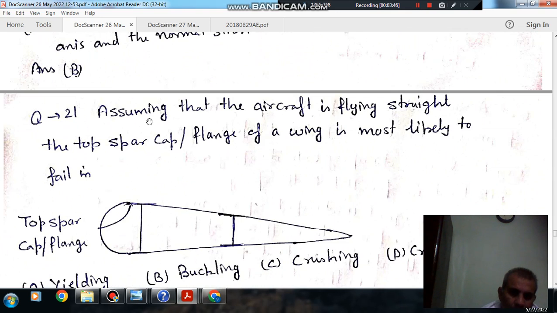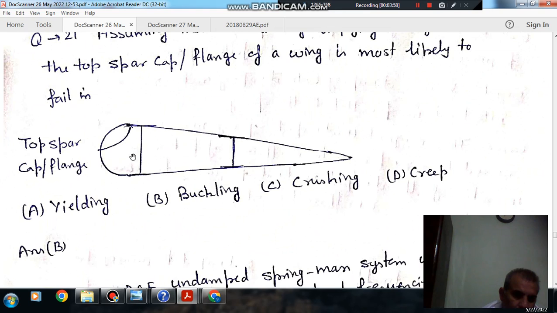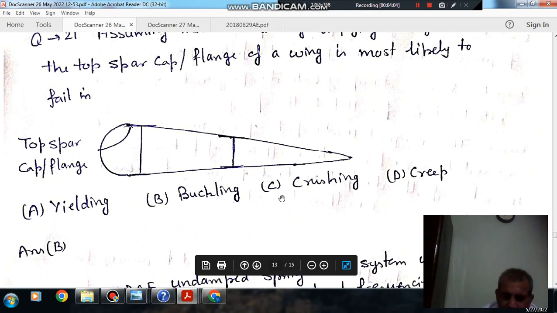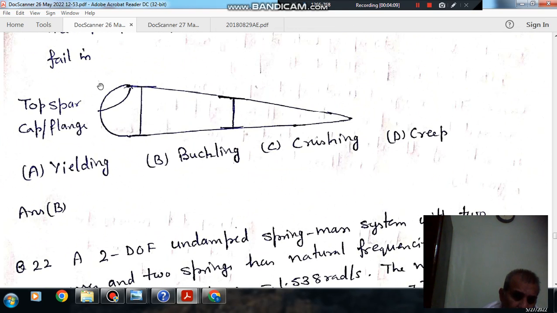Next, assuming that the aircraft is flying straight, the top skin or top flange of a wing is most likely to fail in which mode? This is the top skin flange. Option A, yielding. Option B, buckling. Option C, crushing. Option D, creep. So the air load is coming like this, so it is likely to fail in buckling. This is a longitudinal section of the top skin. Air load will act like this and this, so it will buckle.